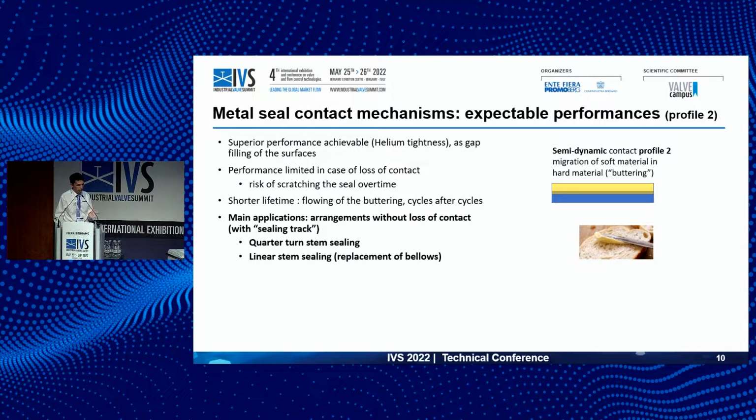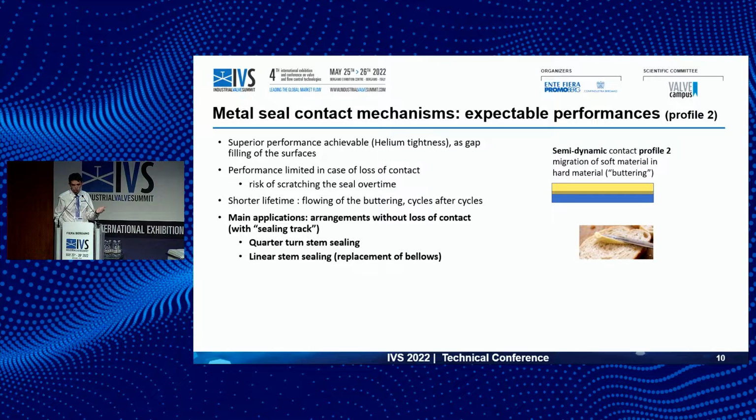But typically, this type of mechanism can be used where you don't have any loss of contact, when you have a sealing track. For example, you have one slide which is running always at the same place. You don't open, you don't close. At one moment you are going to butter a little bit always the same surface. So in this case, you can use this type of arrangement, which is very interesting in terms of performance, as you will see in the example in the next slide.